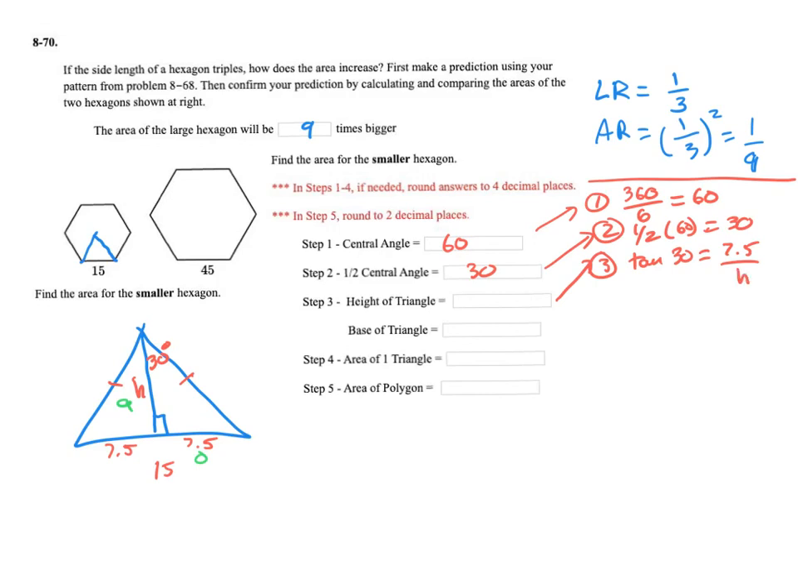Now, in order to solve this, this is a division problem, so h is equal to 7.5 divided by the tangent of 30. When you do this, make sure you go 4 decimal places. And when you go 4 decimal places here, you're going to end up with a height of 12.9904. The base was given to us in the problem over here, so the base is just 15.